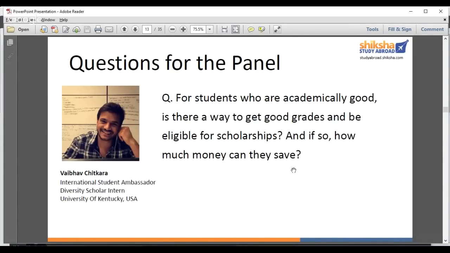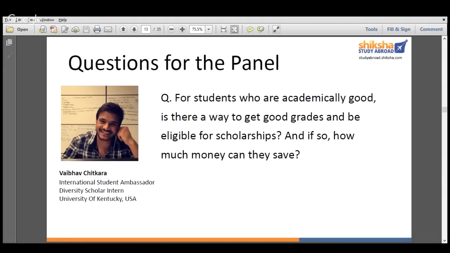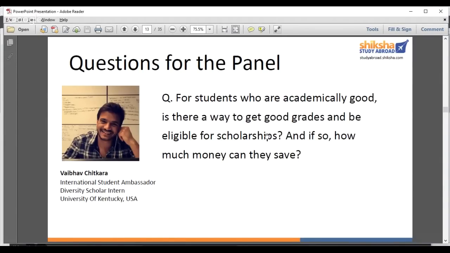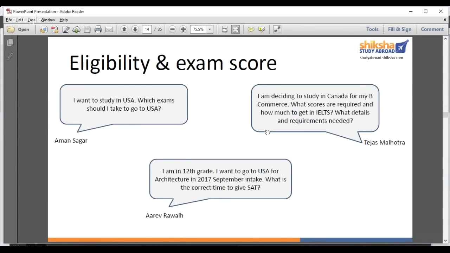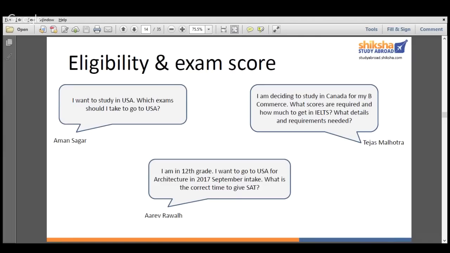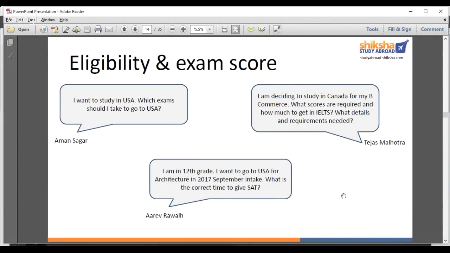Let me move forward now and get to the next set of questions that we have. Most of the next set of questions are, we've received a lot of questions on eligibility and exam scores. People want to know what kind of exams they need to give for going to different countries, for the US, for Canada. What is a good exam score? What is a good timing to give the SAT or the IELTS exam?